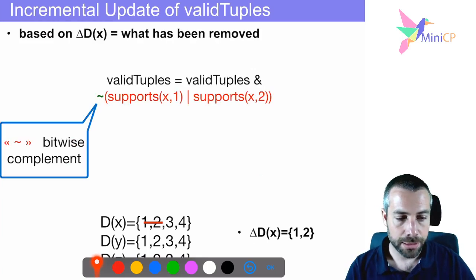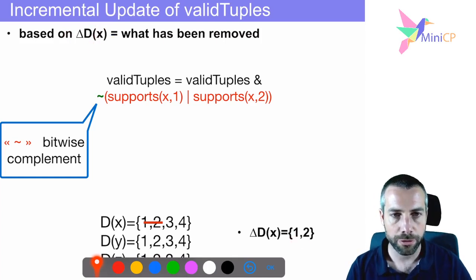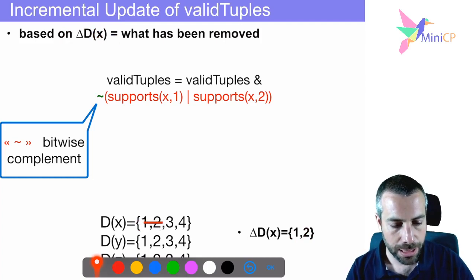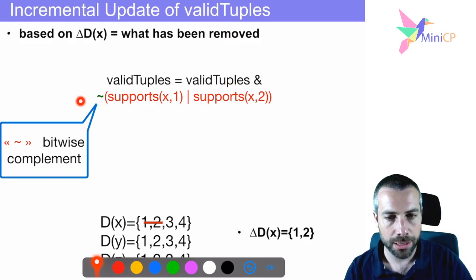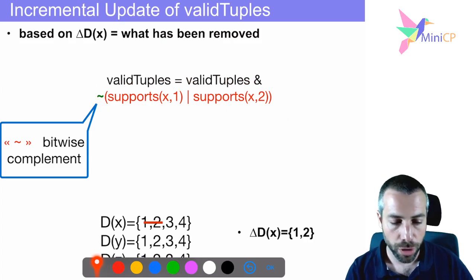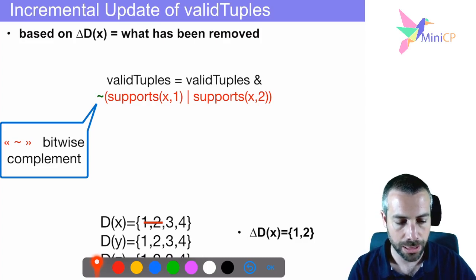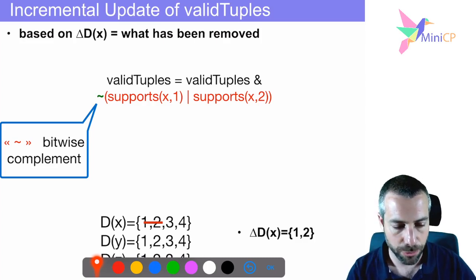Another update is based on the delta set. The delta set, again, is what has been removed. So this is the set {1, 2} in this case, because 1 and 2 have been removed. And I can use this slightly complex formula that I will explain in just a moment. This formula is exactly equivalent to the one we have used before, but it might be more efficient in case there are only a few values that have been removed, as we will see in the slide after. So let me first explain this formula.